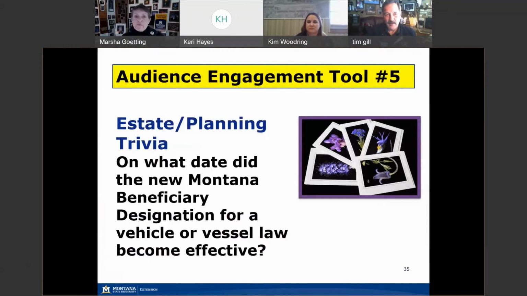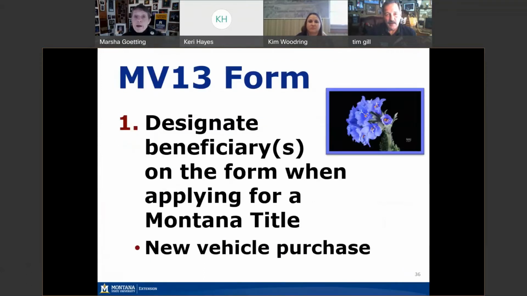Okay. So how do you do this? Well, you can designate on the form when you're applying for a title when you have a new car. And I was one of the first. I was so excited. There I am at the dealer's shop, and I'm saying, I want to fill out a beneficiary designation form. And they informed me, Montana does not have that. And I said, oh, yes, you do. And so I shared the information with them, and we did it.